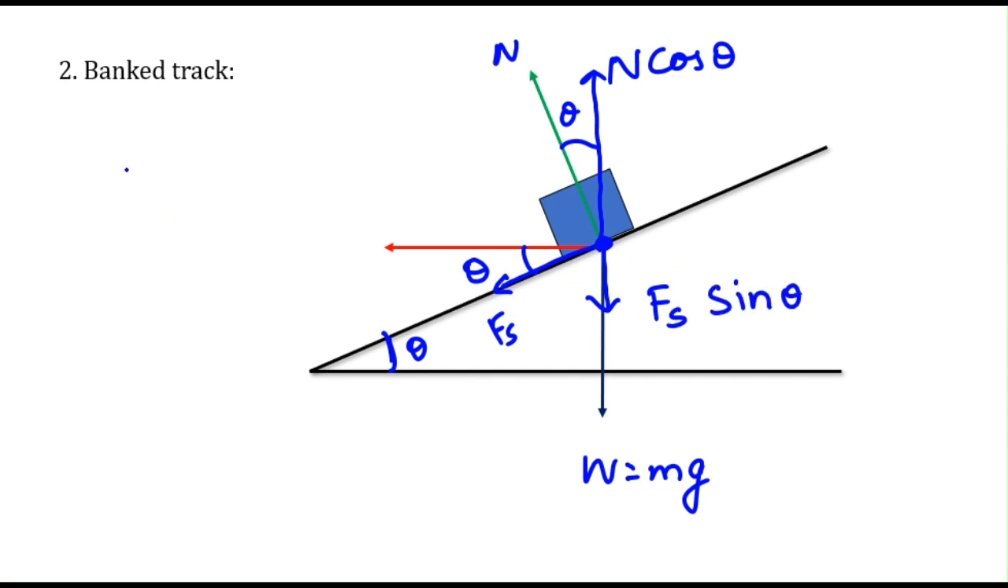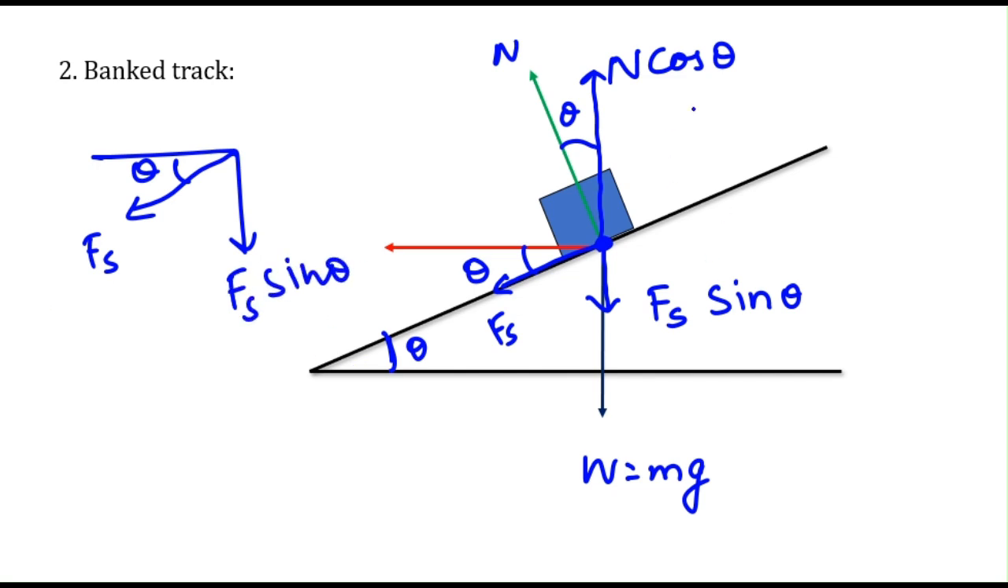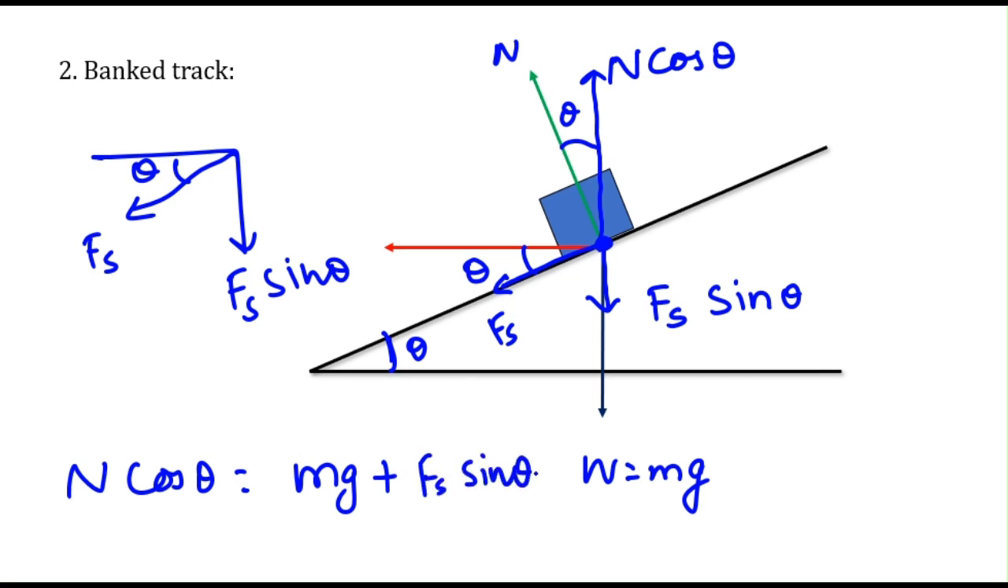Because what is happening? This is friction, this angle is theta. Let's say this is Fs, then this should be Fs sin theta. And from here we can see that there is no vertical acceleration. If there is no vertical acceleration, which is the case here, we are not taking this body to be skidding or slipping. We are taking this body to be moving on a horizontal plane. So this N cos theta should be balanced by this mg plus Fs sin theta.